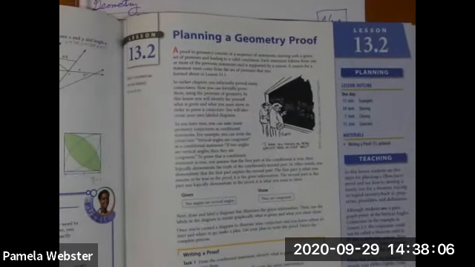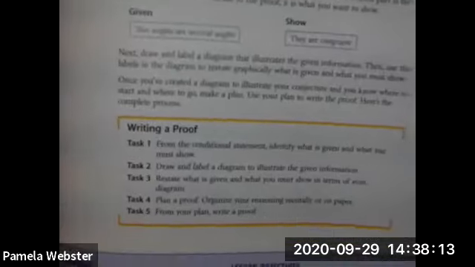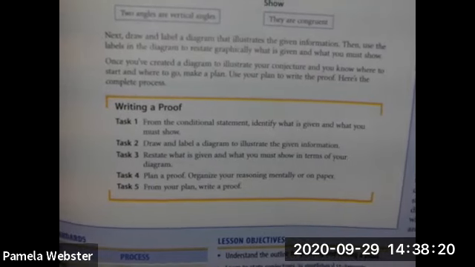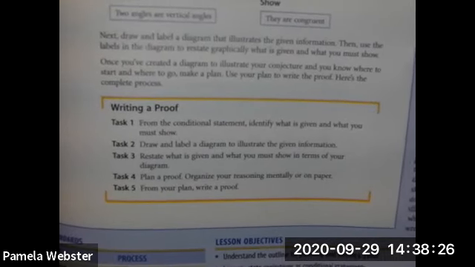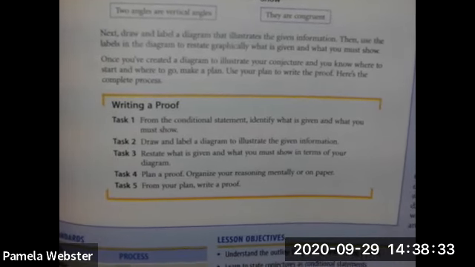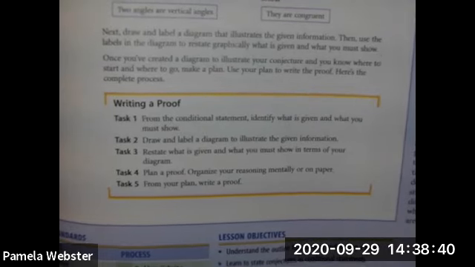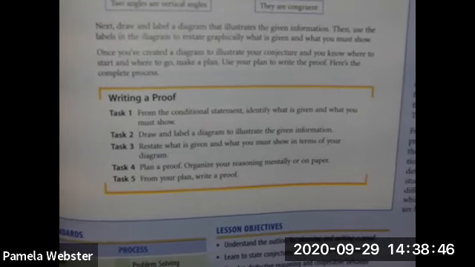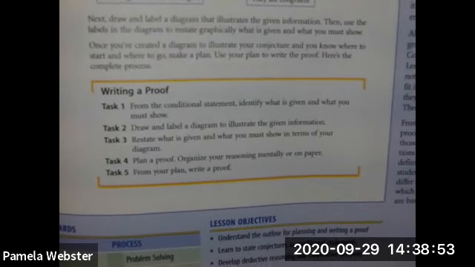I think most of you know them. Here we go. It's on page 679 in your book. Writing a proof. From the conditional statement, you need to identify what is given and what you must show. If they don't say given and show, you need to say given and show. We've been doing that, no problem. Step two, draw and label a diagram to illustrate the given information. I told you, almost always the first thing I do is draw a picture. Step three, restate what is given and what you must show in terms of your diagram. Step four, plan a proof, organize your reasoning. And step five, from your plan, write your proof.